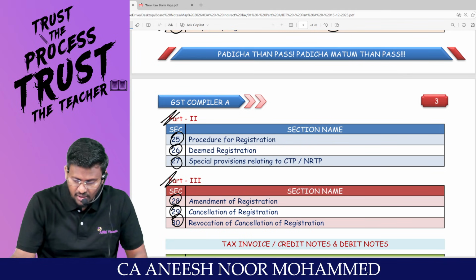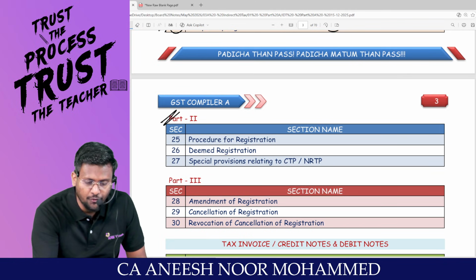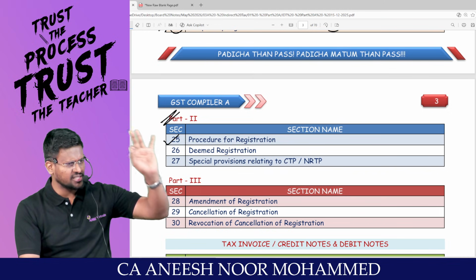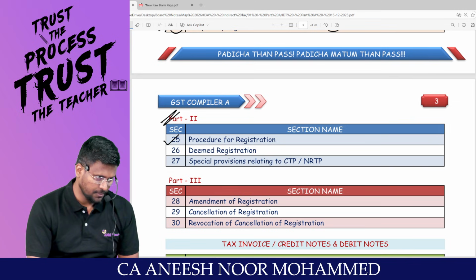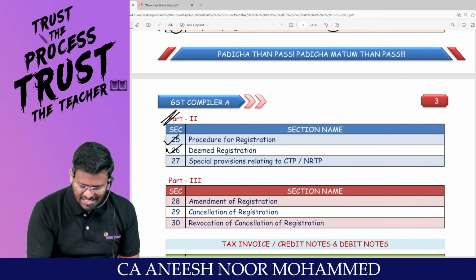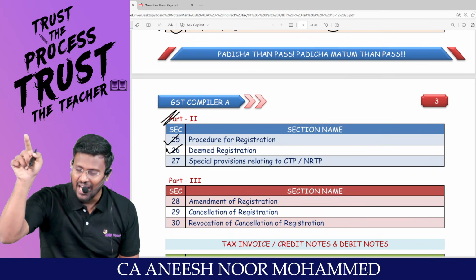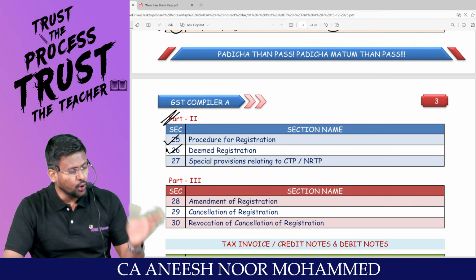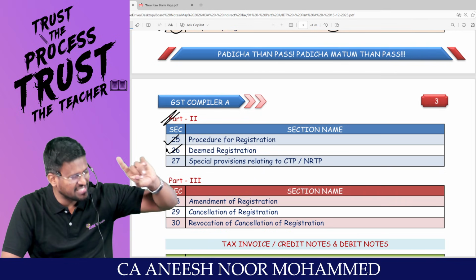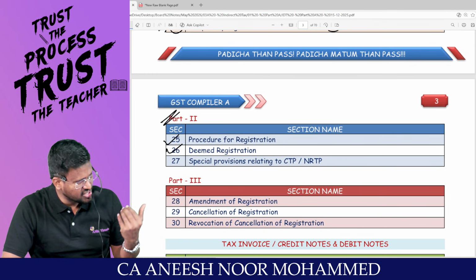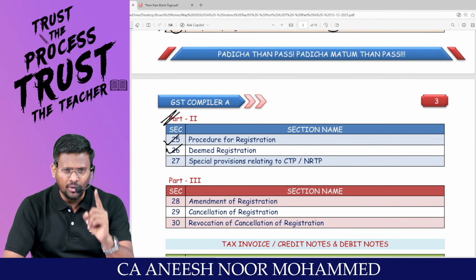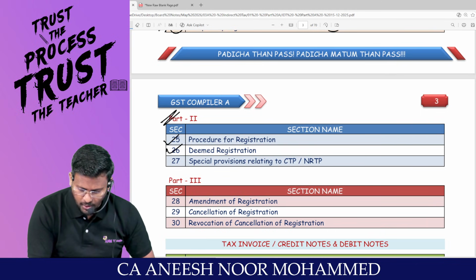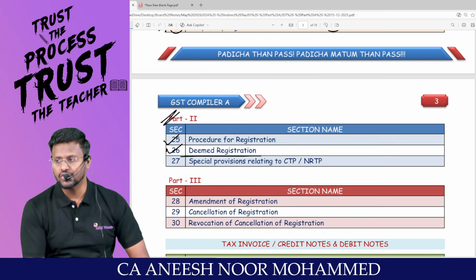How to take registration? That's section 25, procedure for registration. Sir, if you take registration in the Central CGST Act, it is equal to taking registration in the SGST Act. No need to take separate registration in CGST and no need to take separate registration in SGST. If you are taking registration in one place, it is equal to taking registration in the other place. That's deemed registration.